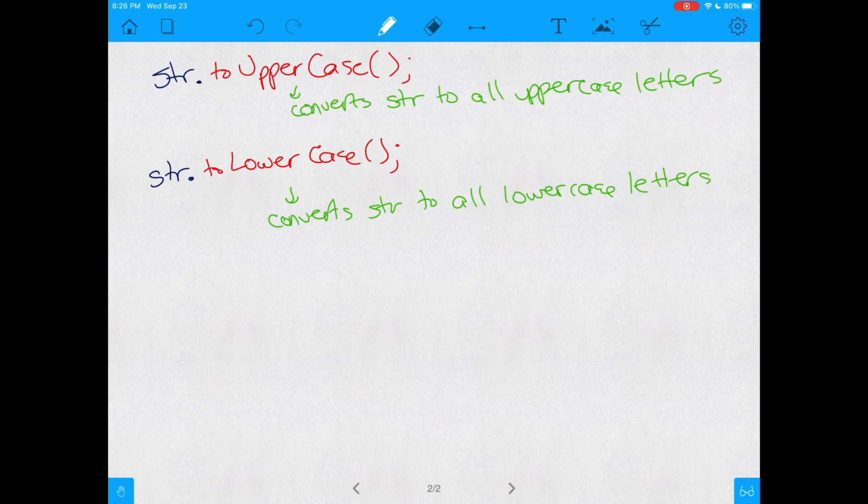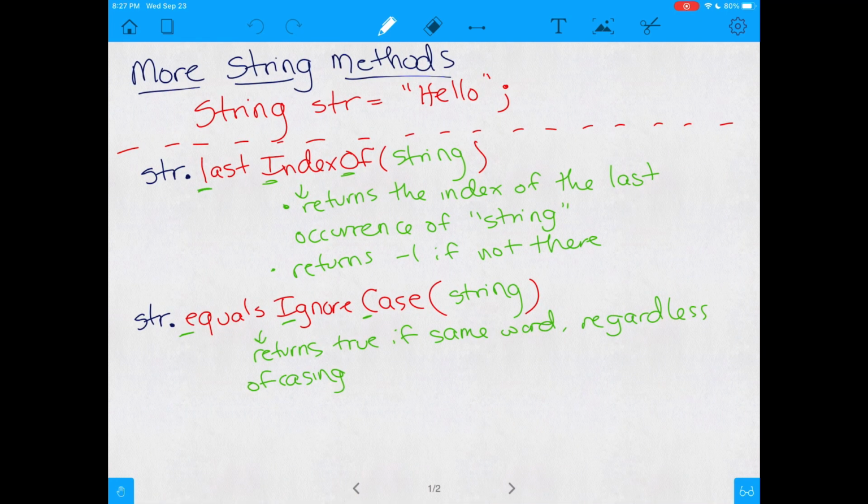So these four methods are going to be really, really helpful in terms of helping us solve some problems, because they help us to take care of some issues. The toUpperCase and toLowerCase help us deal with casing, as well as this equalsIgnoreCase. And lastIndexOf can be really, really helpful if you're looking for the last occurrence of a certain string in a given word or sequence of characters. It could be a number as well.